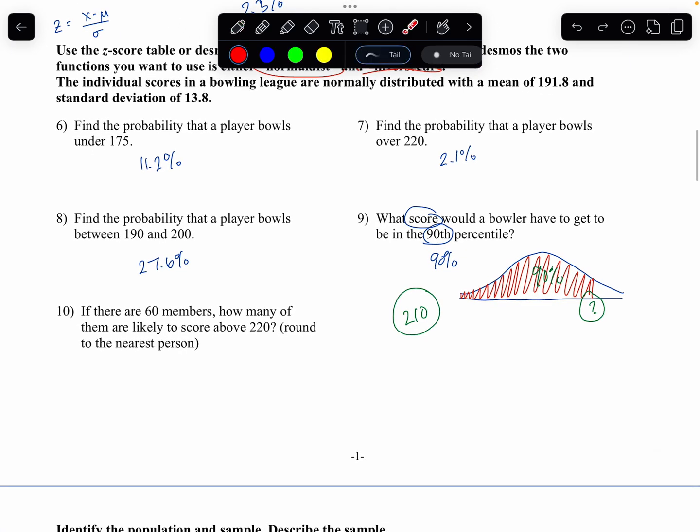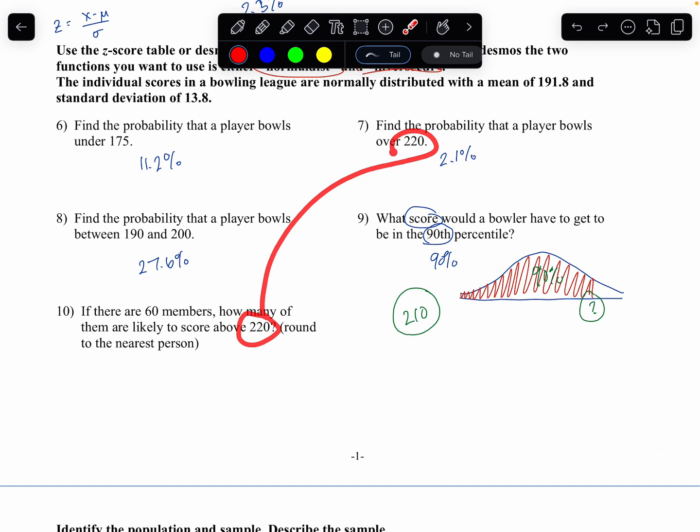So this is just where you have to work backwards. But yeah, if there are 60 members, how many of them are likely to score above 220? Round to the nearest person. So there are 60 members. Keep this in mind, that we can't end up with a number more than 60. There are only 60, and how many of them are likely to score above 220?